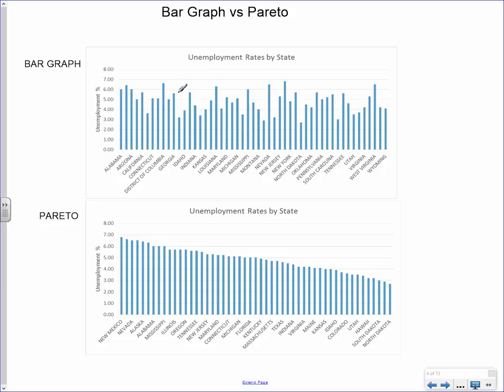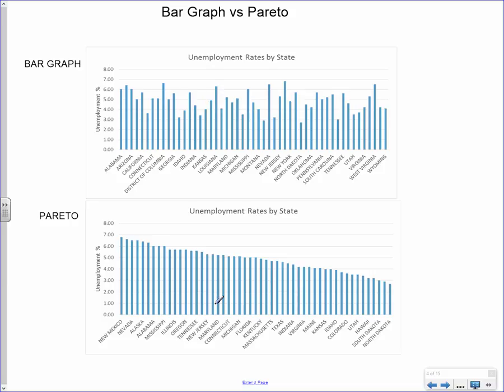Now, I might be able to identify which one's the highest or the lowest, but if I wanted to know, for example, where does Kentucky fall in this list? Well, if I look up here, actually, Kentucky's not even marked. It would be in here because they're alphabetical, right? But just looking at the bar, I can't really tell, is Kentucky good or bad?